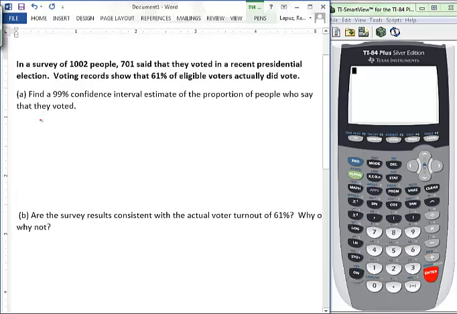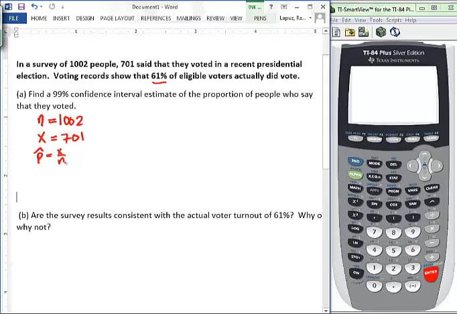So to begin, I think it would be important to figure out some key information here, like our n is 1002, our x is 701. If we need to, we can find our p hat also. Now p hat is not 61%. 61% is another piece of information that they give, so please be careful with that.